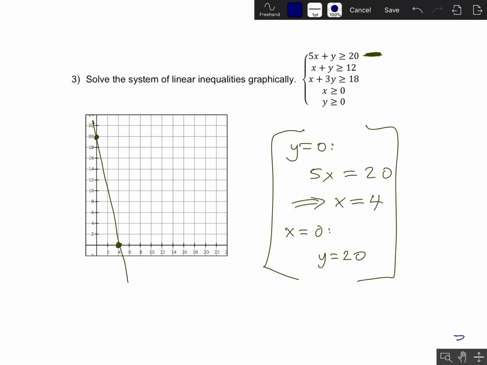So next what we'll do is I will switch colors. I'm actually going to switch to this one. And now I'll do this inequality in red.